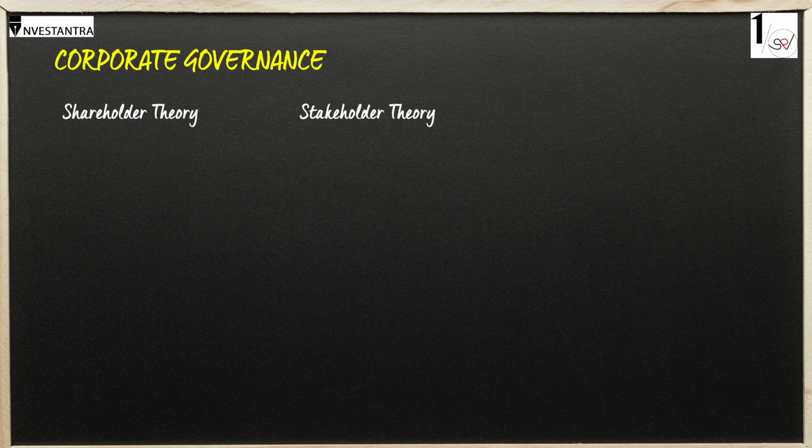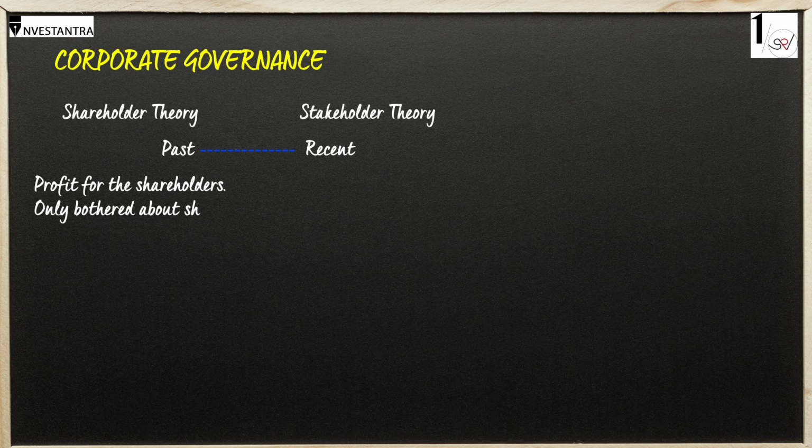So I'll just draw a timeline and just say this was recent and this was in the past, right? Under shareholder theory, what companies are born for, why you make companies, are to maximize profit for the shareholders. You're primarily interested only in the profit, so you don't essentially care about the other people revolving around the company. You're just bothered about shareholders, only bothered about shareholders.